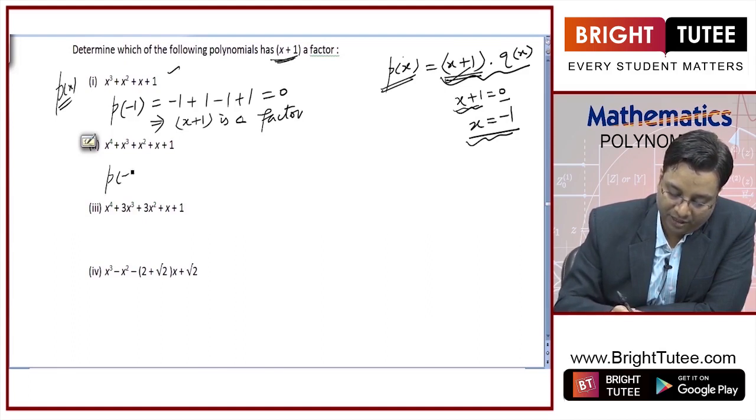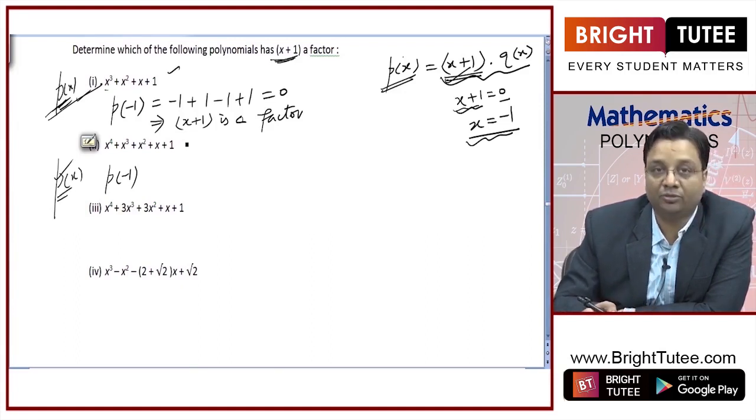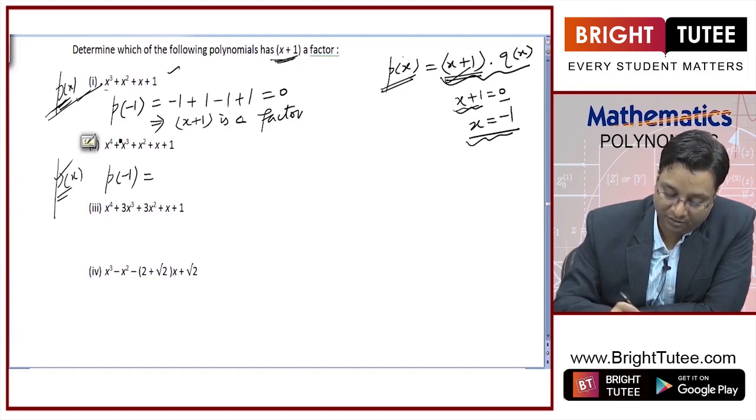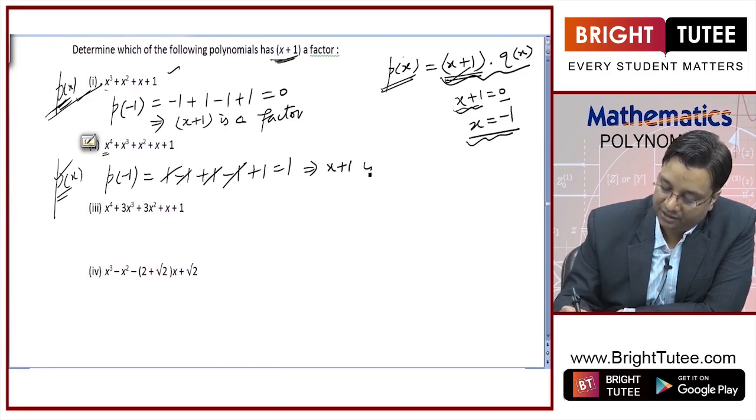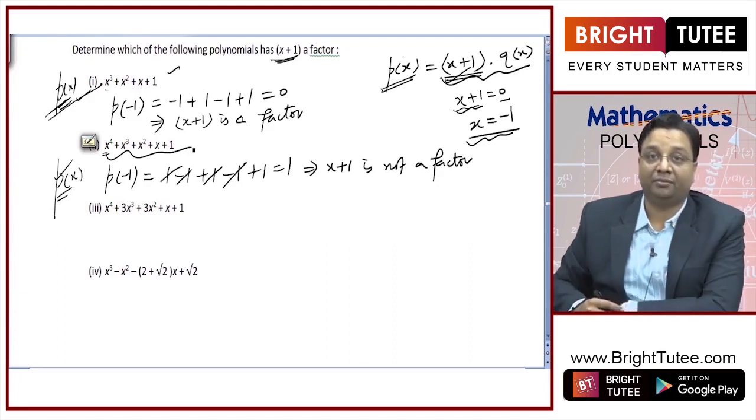Look at this one, p of minus 1. I am considering all these as p of x. P of x doesn't mean that all of them are the same. This is a separate question, this is a separate question. So you need to consider that this is equal to p of x in every question. P of minus 1 equals minus 1 raised to the 4th power, 1, minus 1 raised to the 3rd power, minus 1, minus 1 raised to the 2nd power, plus 1, minus 1 plus 1. So this is 1. Hence x plus 1 is not a factor of this polynomial, this second part.